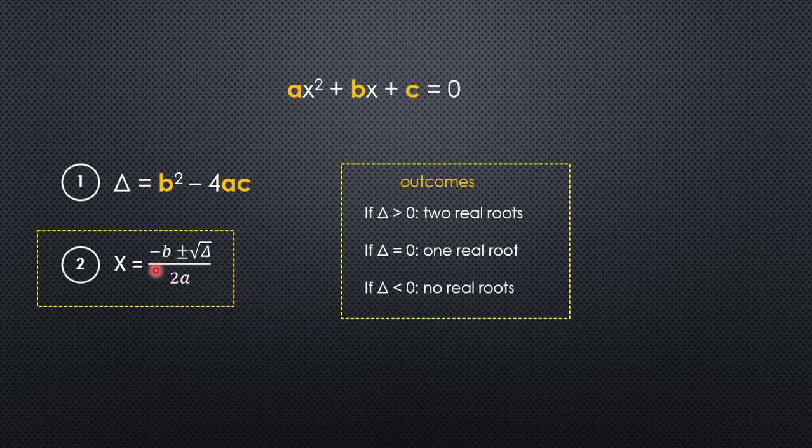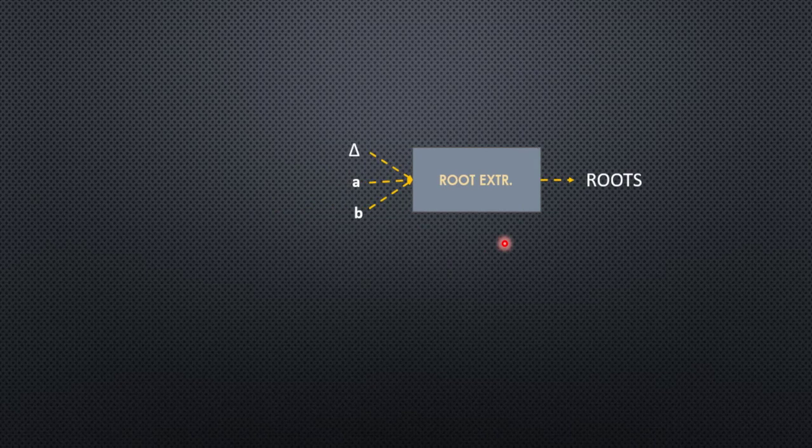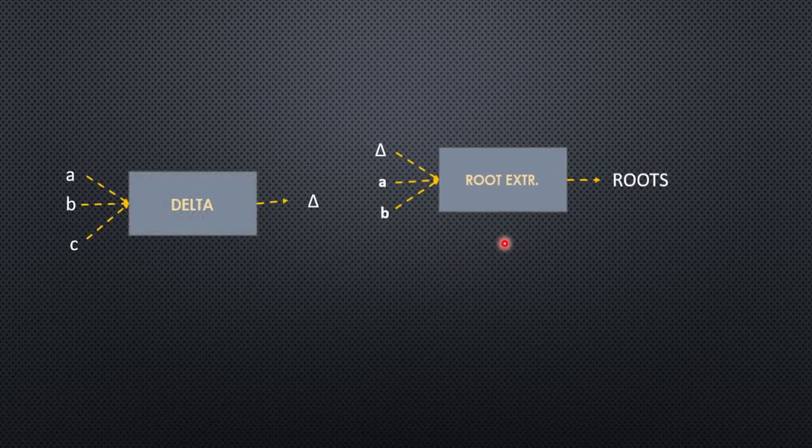And as we can see here, for this function of root extraction we have three parameters, a, b, and the delta itself. So here we have the function for the root extraction, and the output will be the roots. But in order to calculate the delta, we have to create a function for the delta first. So in this case we can clearly see that the output of a function serves as the input to another function. So let's do this in Python.